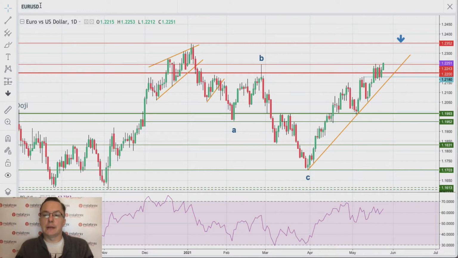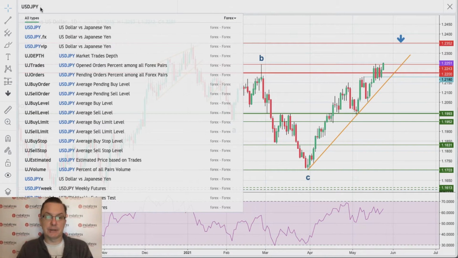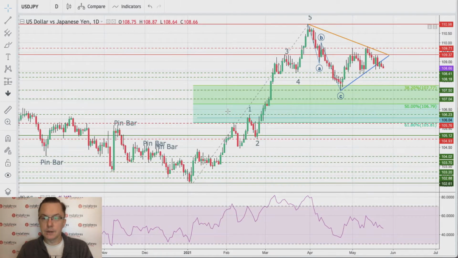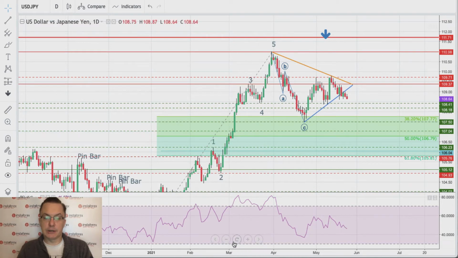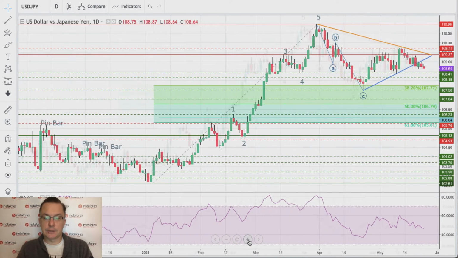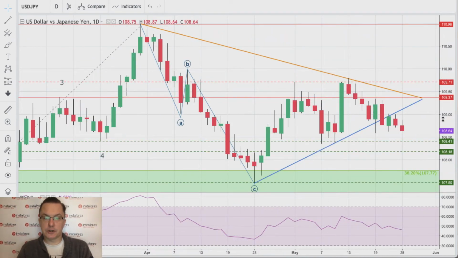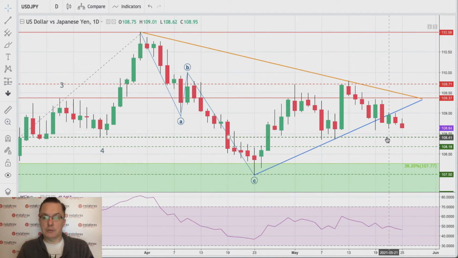So that's about euro to the dollar. Let's take a look at the US dollar to the Japanese yen. As you can see, we broke out of the triangle. This is why I'm talking about this chart. We broke out of the triangle, and right now the market approaches 108.41, which is the next technical support.